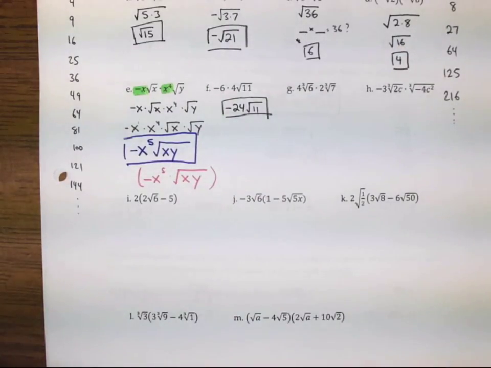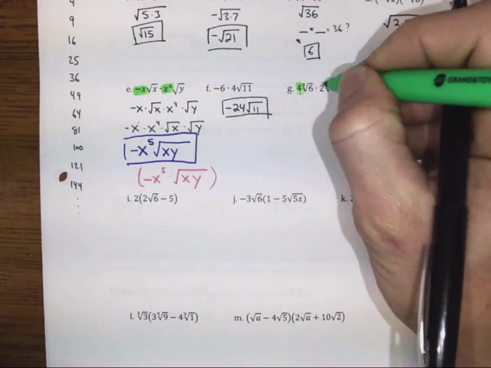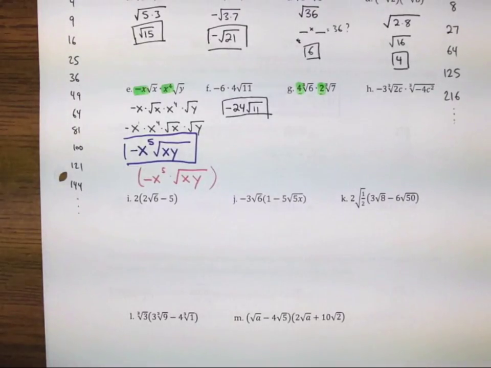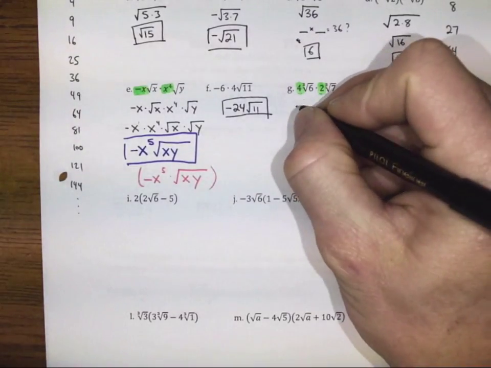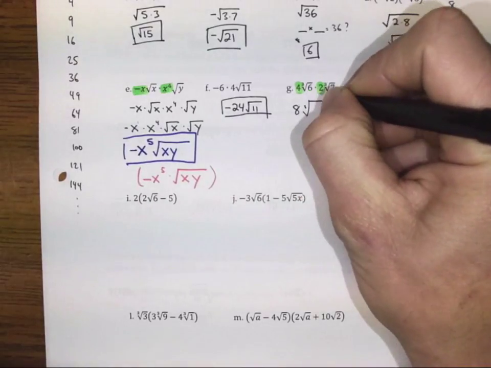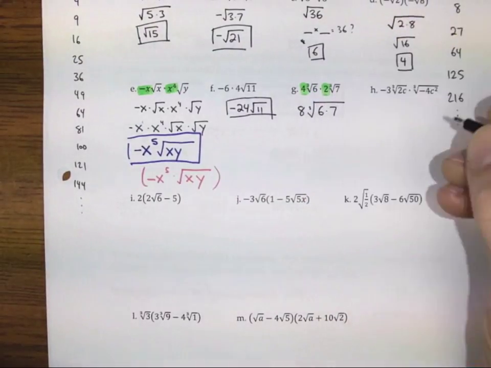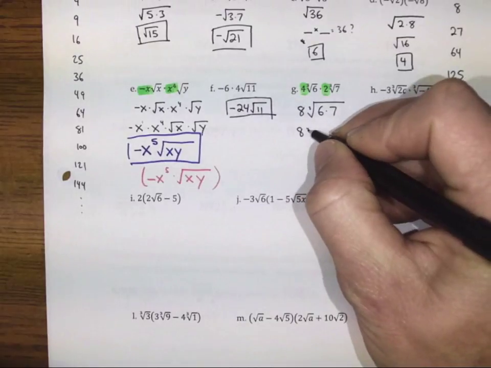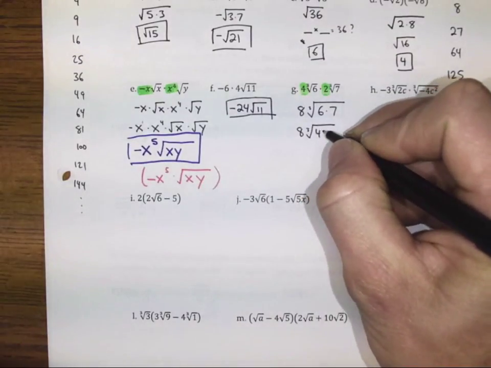Okay. So same thing here. We've got a 4 and a 2. And they're going to multiply together, so it's going to give us 8. Then we've got a cube root here. Cube root of 6 times 7. So that's another way of saying 8 cube root 42.